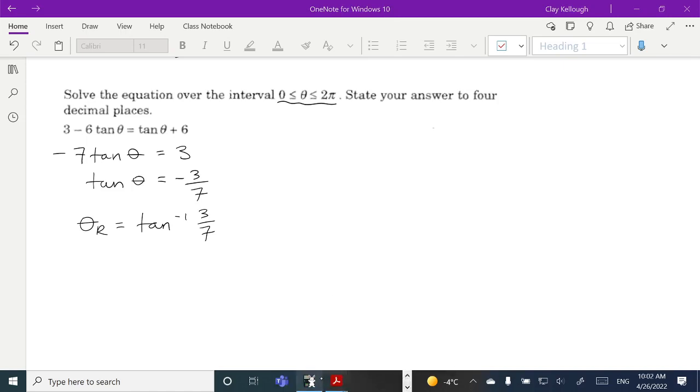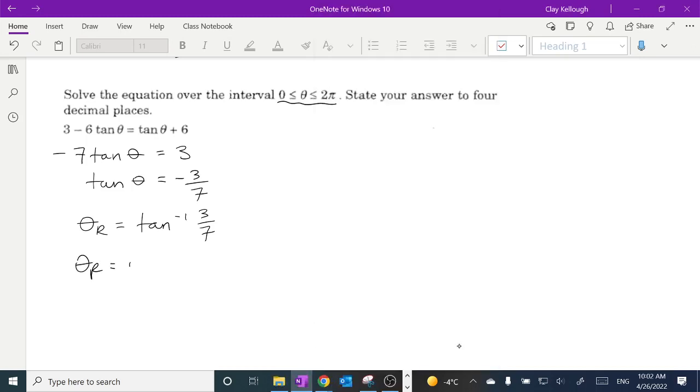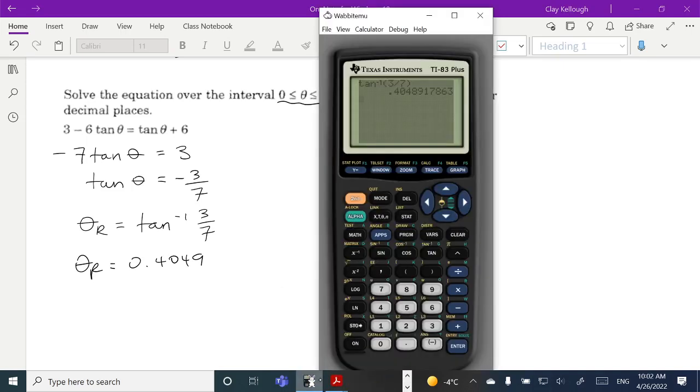There you go. Inverse tangent of 3/7. Those of you with less fancy calculators, just go 3 divided by 7, then hit inverse tan once you've got an answer. And you get this decimal, right? So 0.404, and how many decimals did it want? 4. So 0.4049. I'm not really rounding it yet, but I might as well write it down in 4 decimal places.